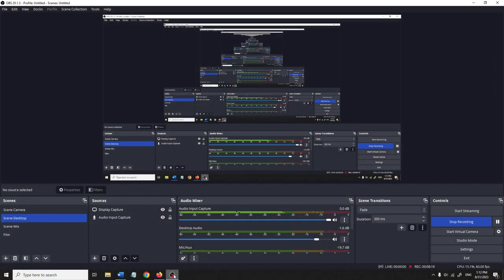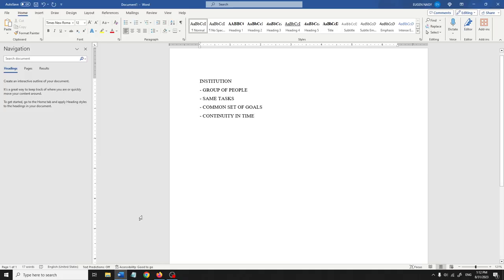Please take good notes, by the way, throughout the video lecture. So an institution is a group of people performing the same set of tasks towards a common set of goals, with continuity in time, right? So an institution is a group of people performing the same tasks towards a common set of goals with continuity in time. This is what I mean by that.